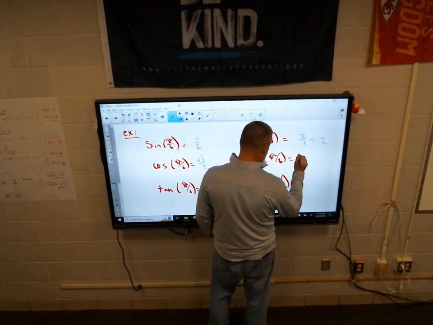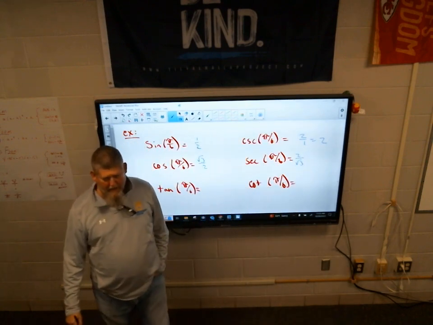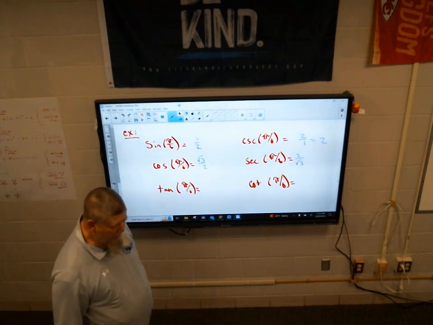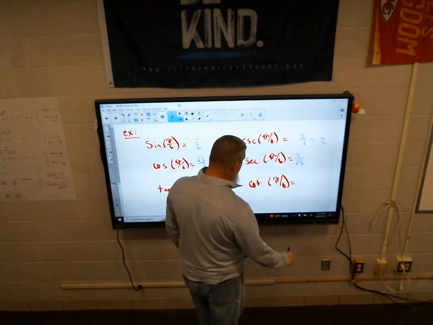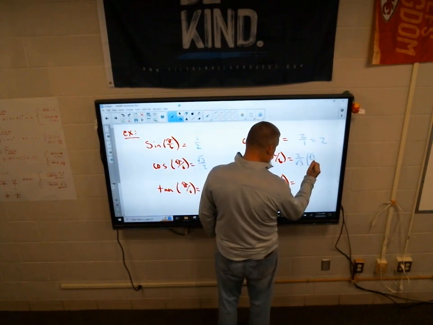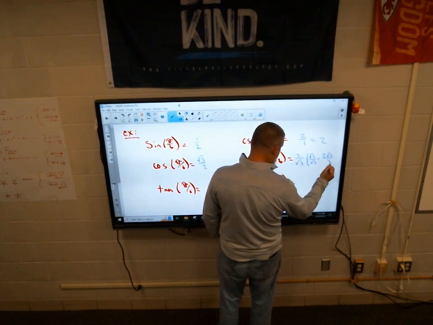2 over radical 3. All right, we have a problem. I have a radical in the denominator. So what do I do? Wouldn't it be 2 radical 3 over 3? It is. Multiply by radical 3 over radical 3, giving 2 radical 3 over 3.